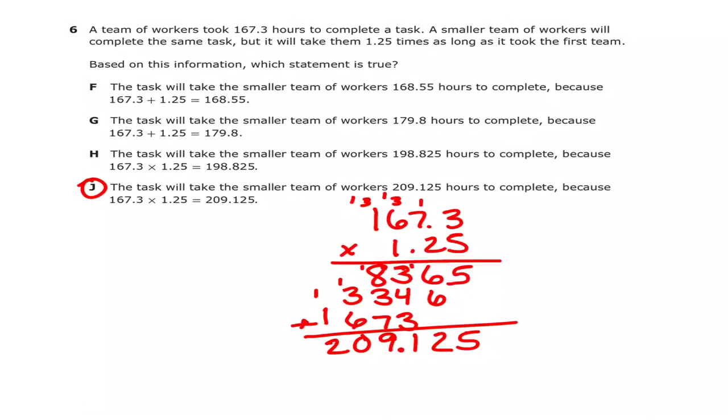You do everything the same, just as usual. And then at the end is when you move your decimal. So you count how many numbers are after the decimal in each number. We have one spot in the 167.3, and then we have 2 spots in the 1.25. So that's 3 spots we need to move our decimal, which is why the answer comes out to 209.125.